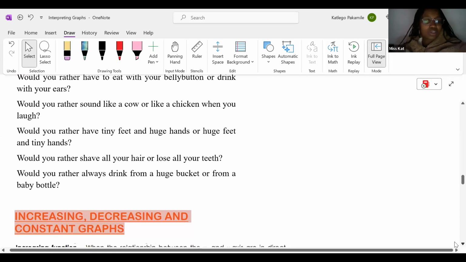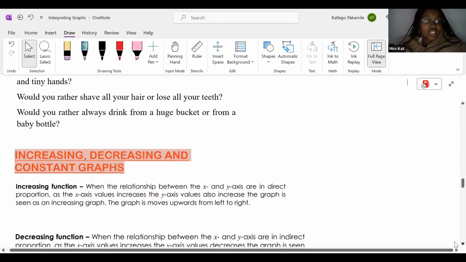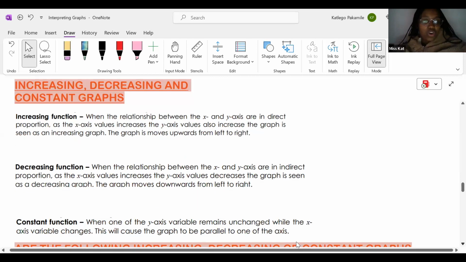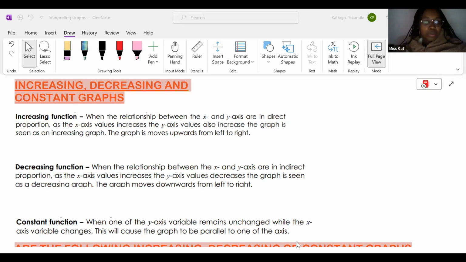Now we're going to talk about increasing, decreasing, and constant graphs. Now let's read our definitions. Everybody come back to the lesson. Baby bottle people, please stop it. See, it's the problem ones are the baby bottle people. Those are the problem. Look at the chat. The bucket people are waiting for increasing function. Look at CRA, bucket, increasing function.